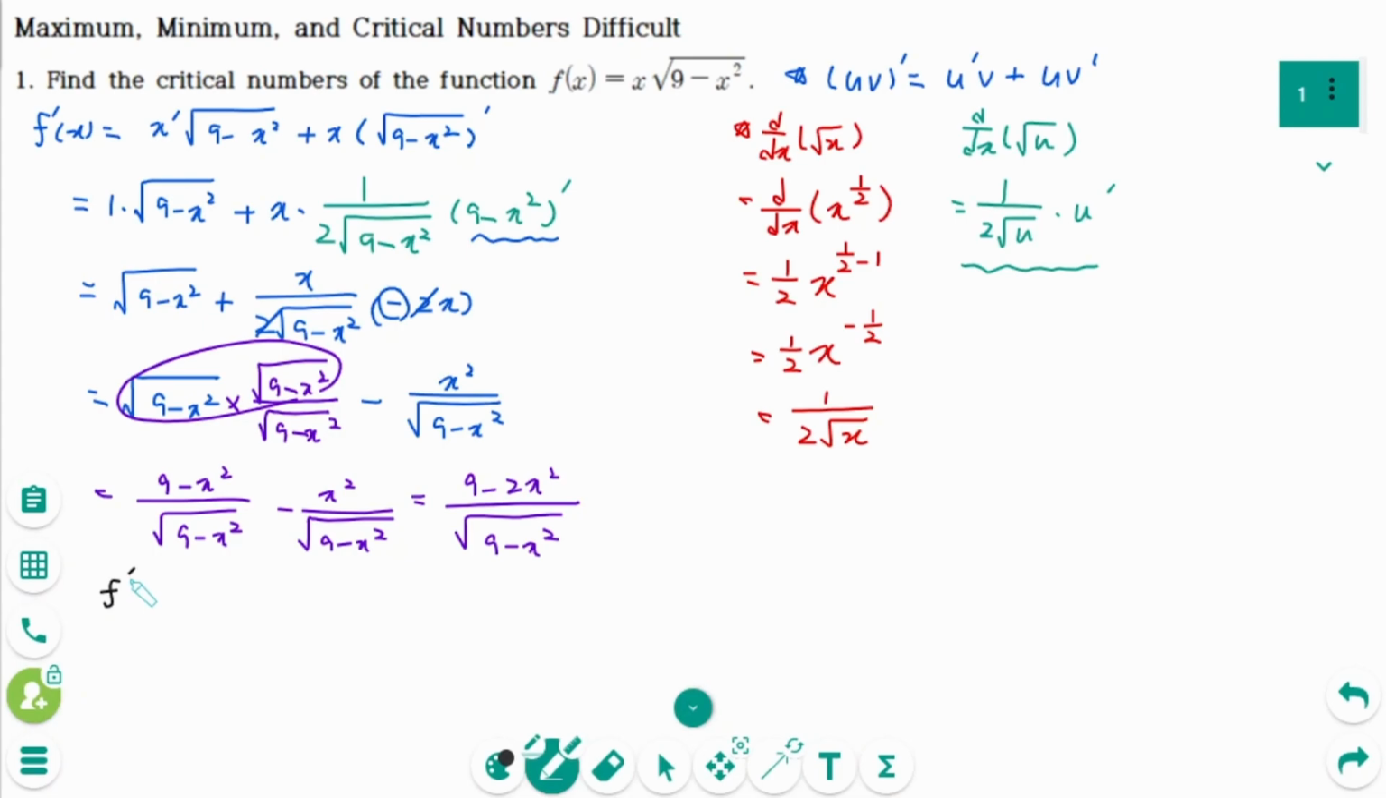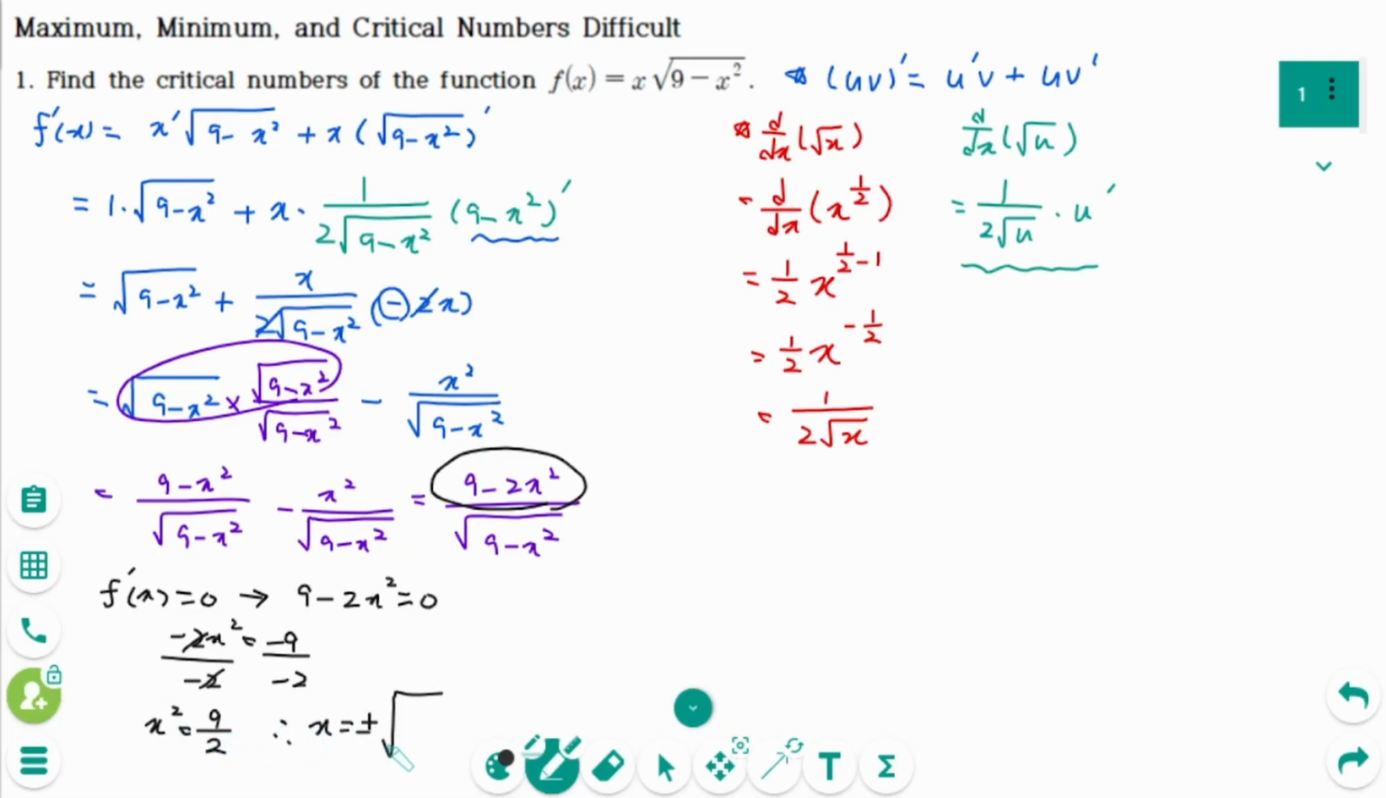Then f'(x) equals 0. That means the numerator equals 0. 9 minus 2x squared equals 0. Then minus 2x squared equals minus 9. Then divide by minus 2 on each side. Then x squared equals 9 over 2. That means x equals plus or minus the square root of 9 over 2. Then we can rewrite as x equals plus or minus 3 over square root of 2.